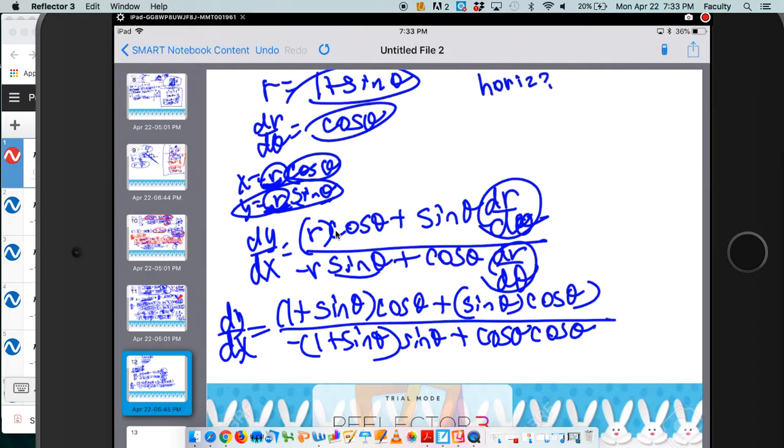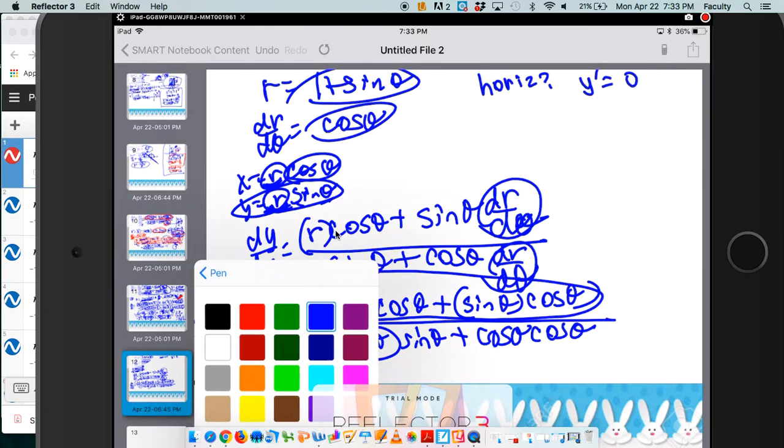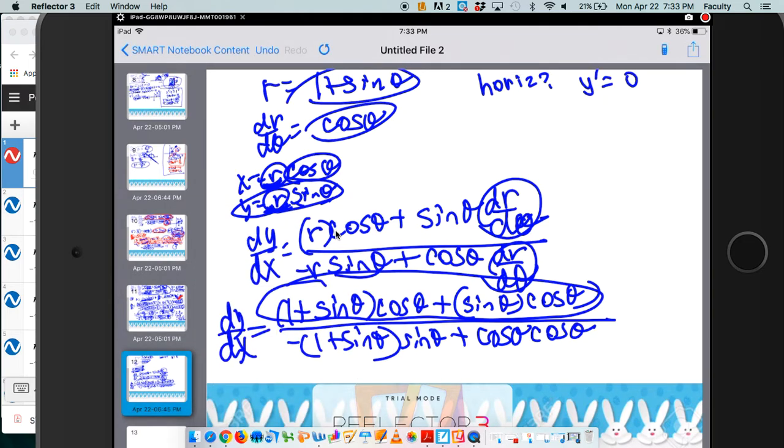How do we find a horizontal tangent? The derivative would have to equal 0. So we want dy over dx, we want the numerator to be 0. So I'm going to set this part equal to 0. I'm going to say, in red here where you can see it, 1 plus sine theta times cosine theta plus sine theta cosine theta. Where does that equal 0? That's what I'm looking at for my horizontal points of tangency.